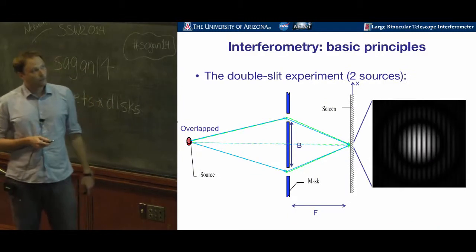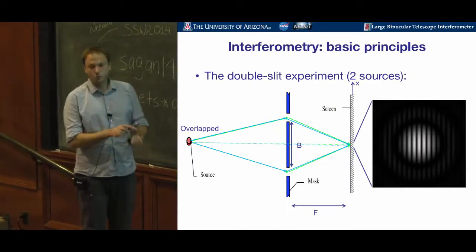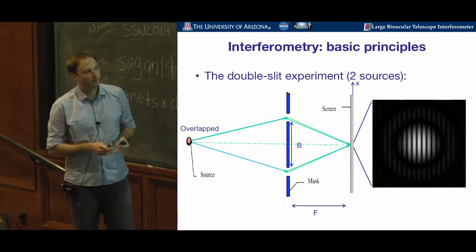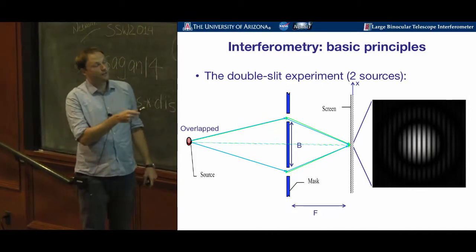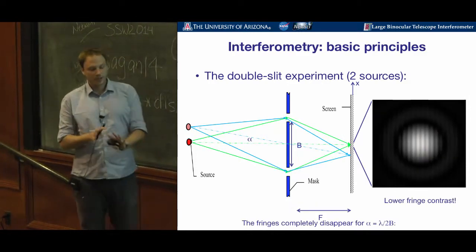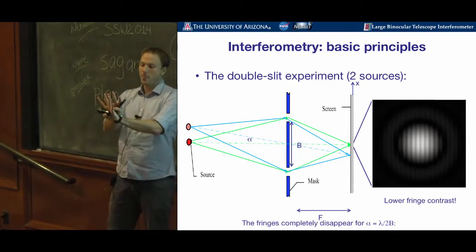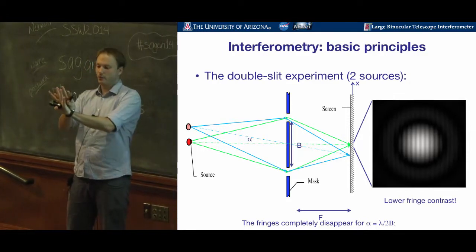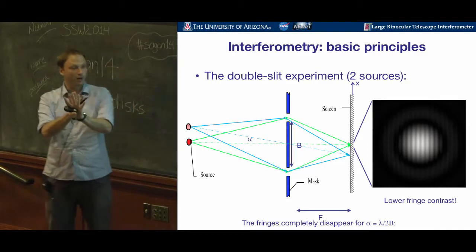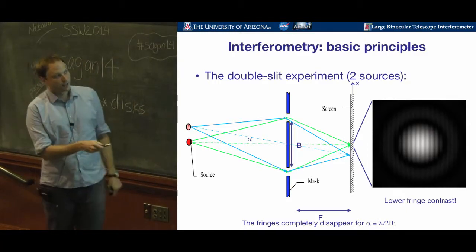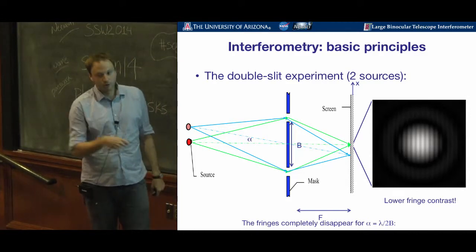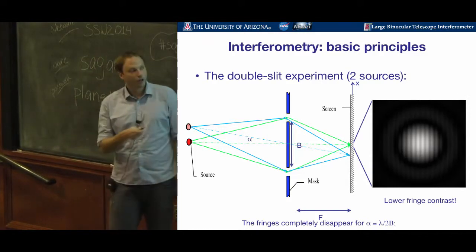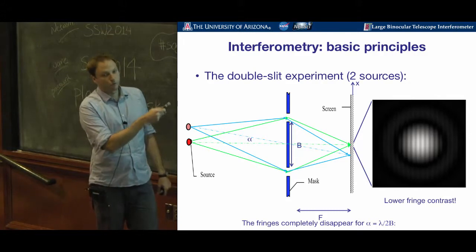So now if we have two objects, two sources, if the two objects are overlapped, same image on the screen, but then if you have a slight offset between the two objects, you will start to see two fringe patterns offset with respect to one another. And this will decrease the contrast of your fringes. And you can use this information to infer the geometry of your source.